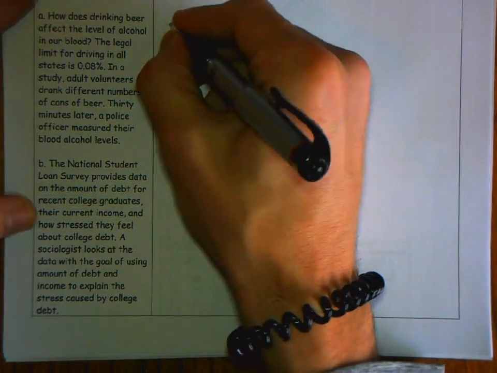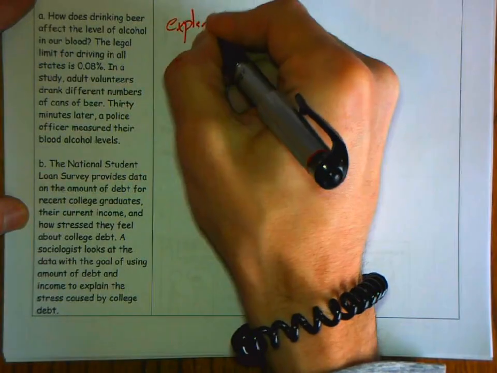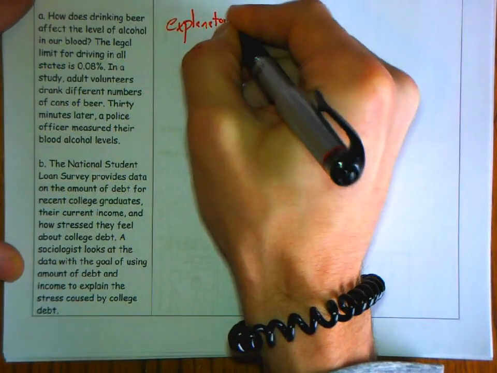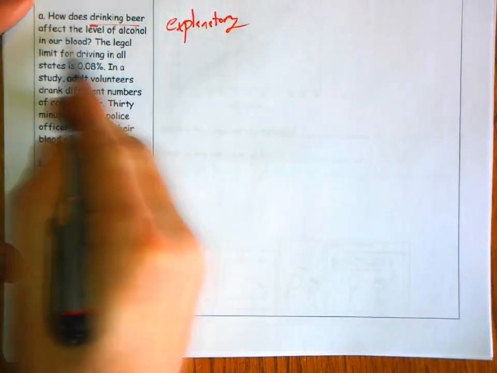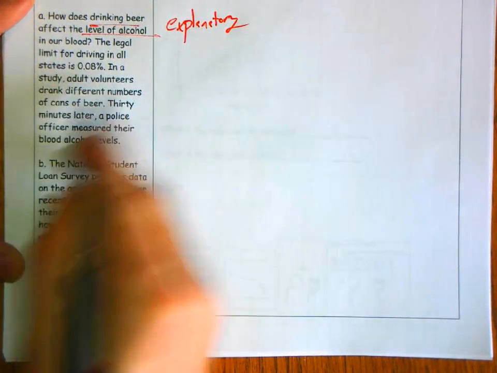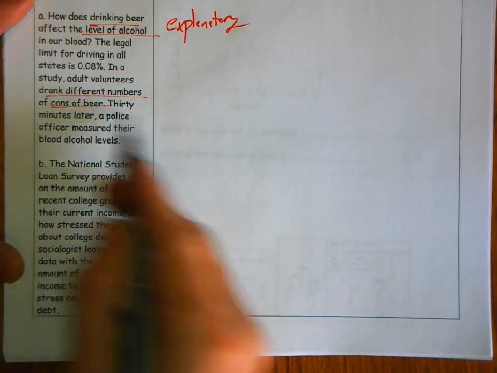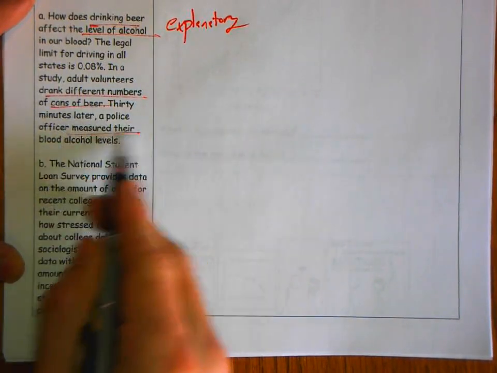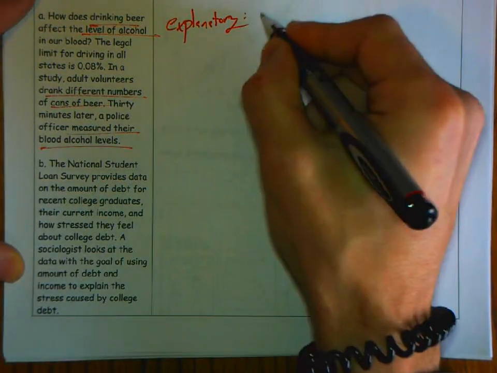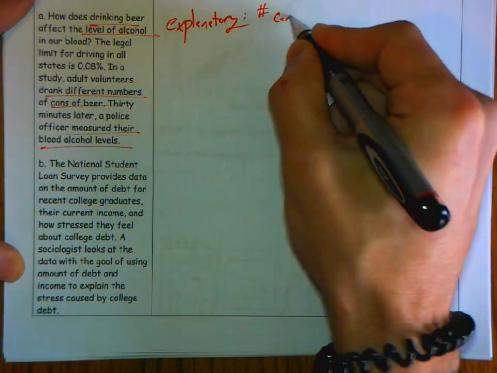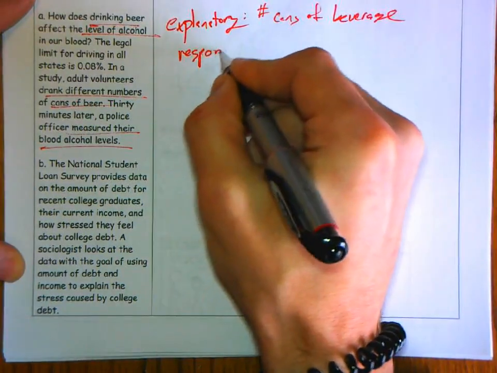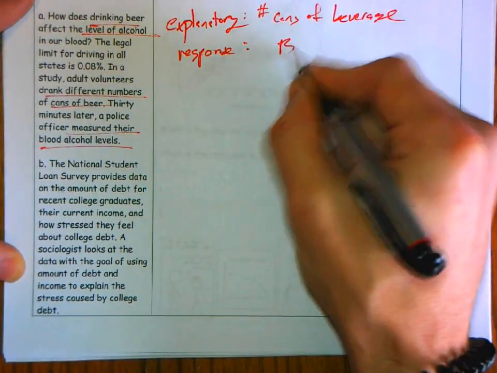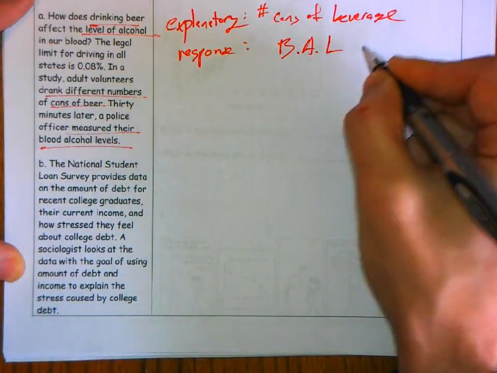All right, your explanatory variable. In the next case, what are we measuring? How does drinking beer affect the level of alcohol in our blood? Okay, we got a limit. They drank different numbers of cans of beer, and 30 minutes later, they measured their alcohol levels. Explanatory is the number of cans of beverage, and the response is the blood alcohol level.